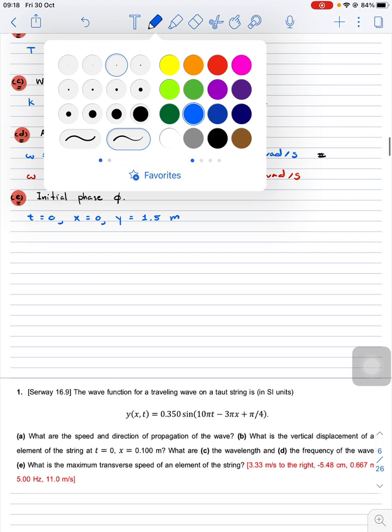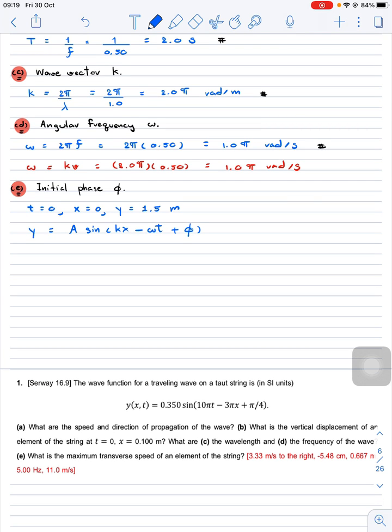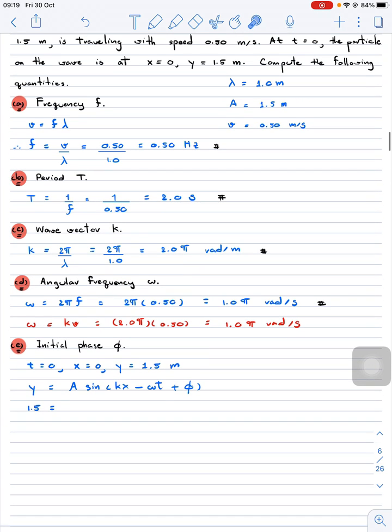Okay, so let's use this one, y equal to A times sine of (kx minus omega t plus phi). Now let's substitute everything into the equation. y equal to 1.5, equal to A. The A is what? The A is 1.5 as well.